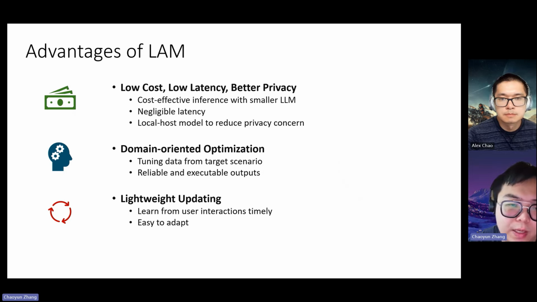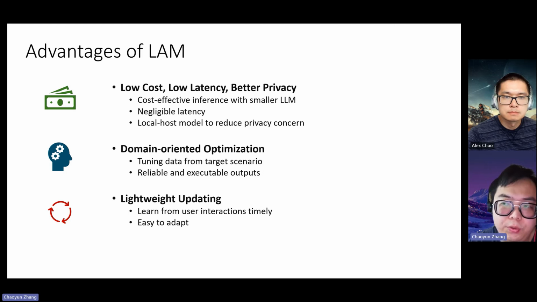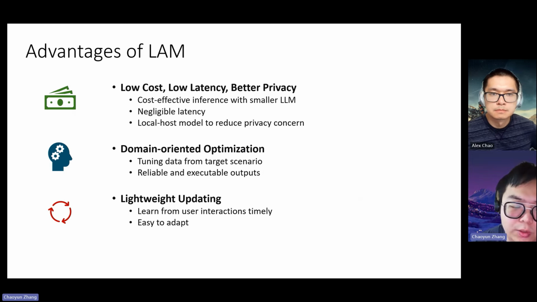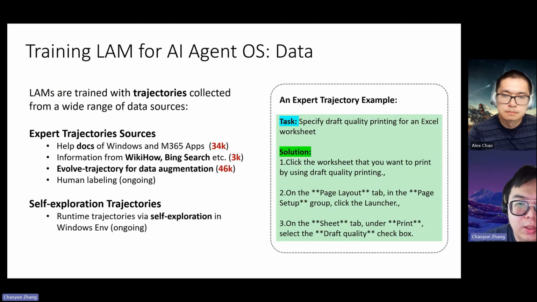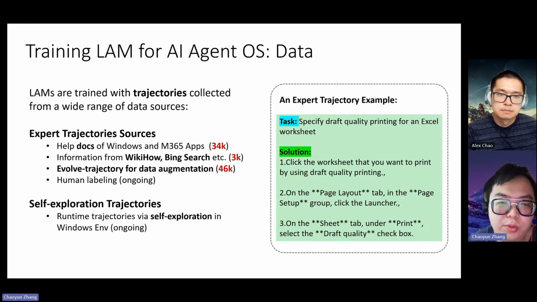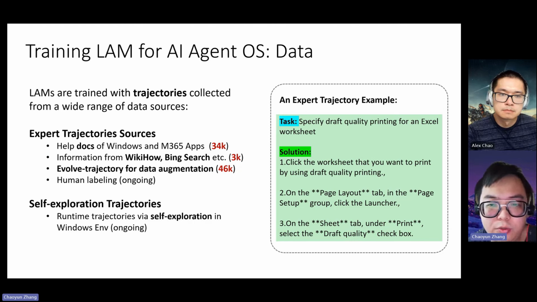Also, it is optimized for domain-oriented task completion because we will have our data to fine-tune the smaller model, and it's much more lightweight and easier to update. If we have update data available, we can use this data to retrain this large language model. So at the first stage, we are collecting different trajectory data to train our large language model.